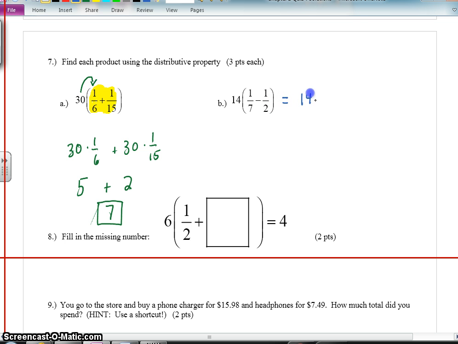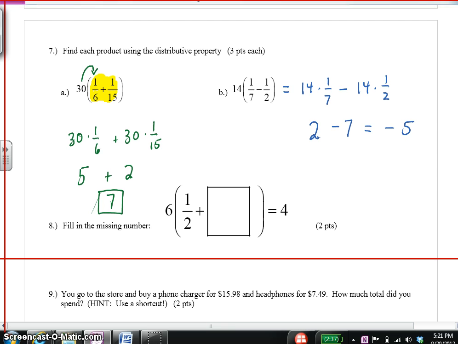B, 14 times a seventh minus 14 times a half. 1/7 of 14 is like 14 divided by 7. That's 2. 1/2 of 14 is 7. 2 minus 7 is -5.